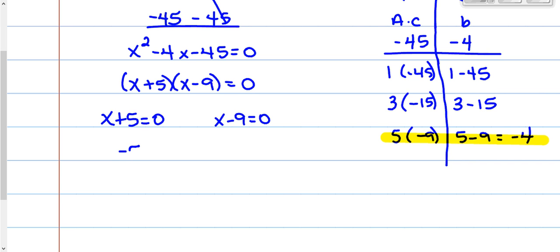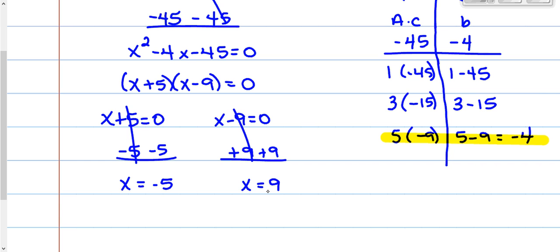So you're going to subtract 5 from both sides here to cancel these 5s, and x is equal to negative 5. Then you're going to add 9 to both sides here, and you have x is equal to positive 9. And those are your two answers. So we'll put a little and sign in the middle. And there we go. All right, let's look at another one.